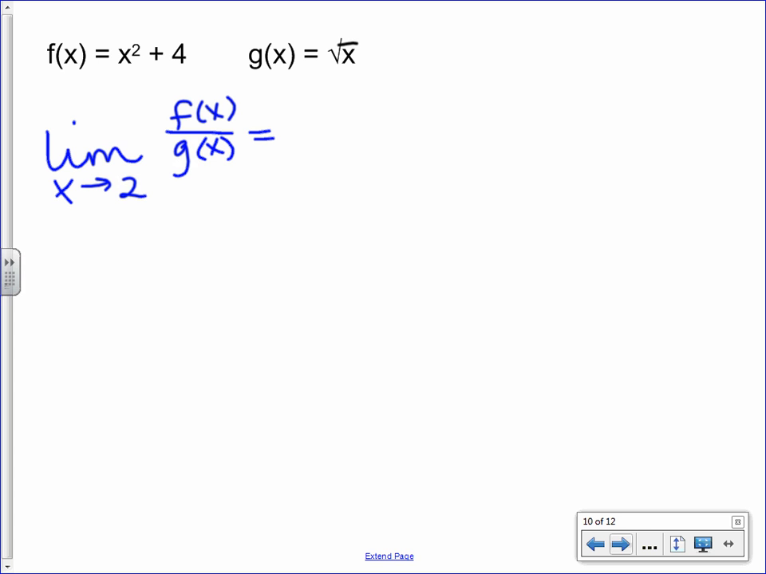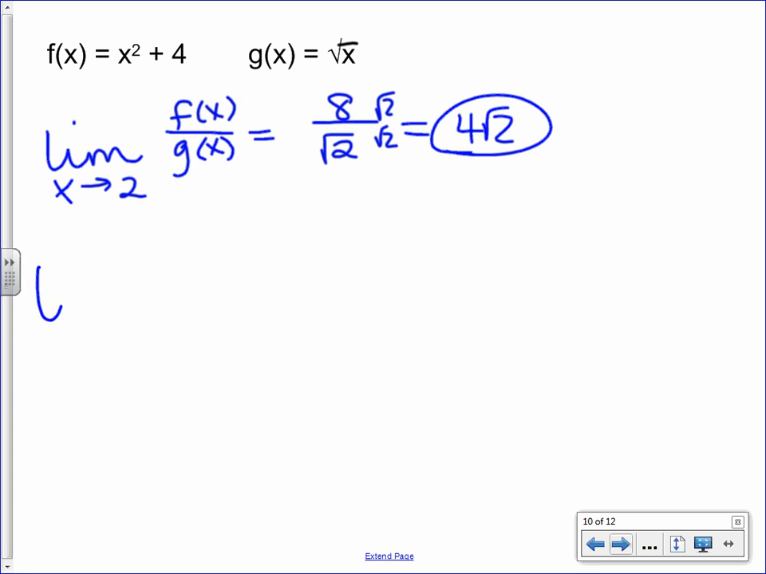What's the limit as x approaches 2 of f of x? 8. Over, what's the limit as x approaches 2 of g of x? Flip it. 8 over radical 2, which is 4 radical 2. Oh, yeah. Okay. That was just our warm-up.